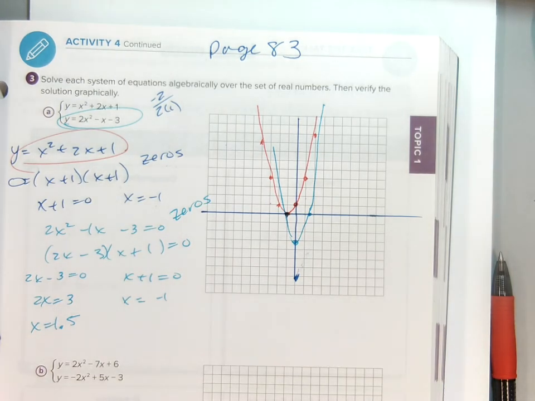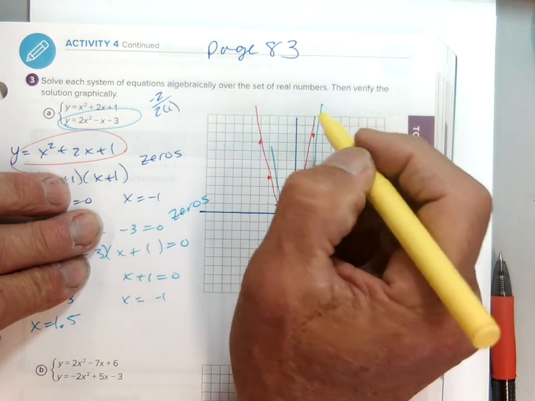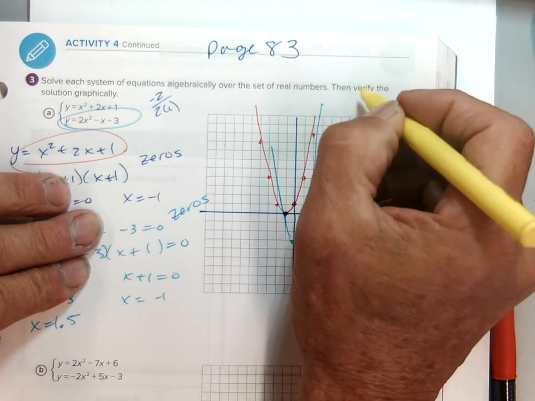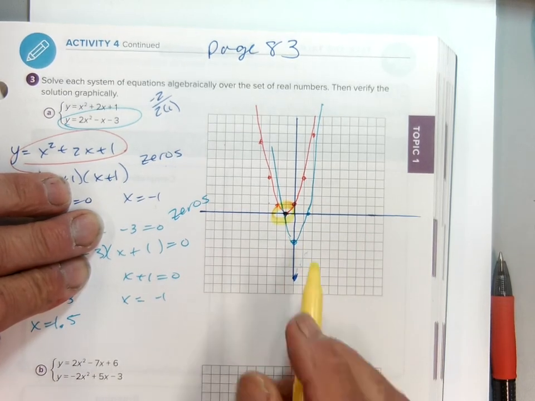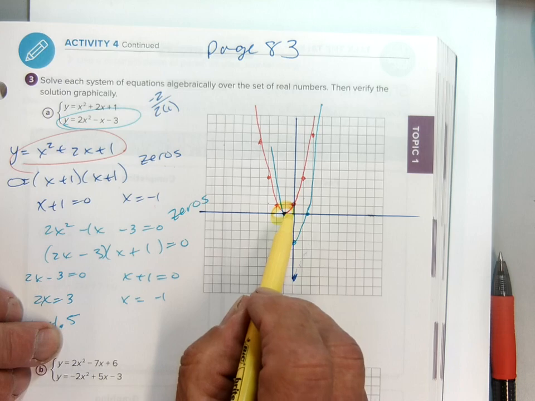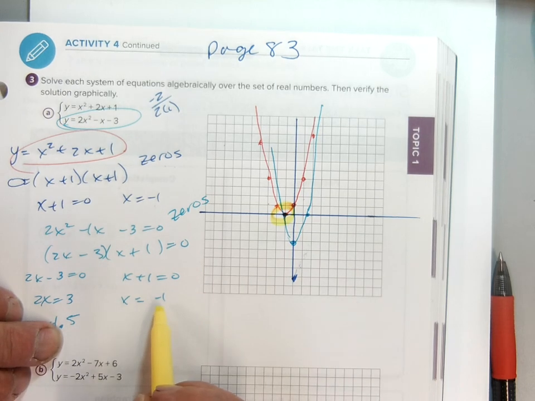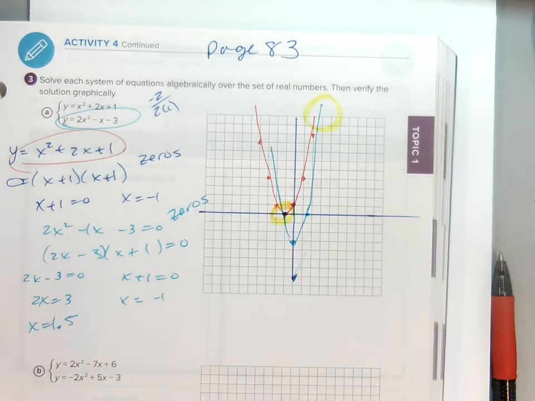If you're with me, then listen. It says solve each system of equations algebraically, then verify the solution graphically. Okay, well then, I know I've got one point that they intersect at, right there. One answer has got to be x equals negative 1. But there might be another answer, maybe up here, I'm not sure. So graphing is really about the worst way to do this.